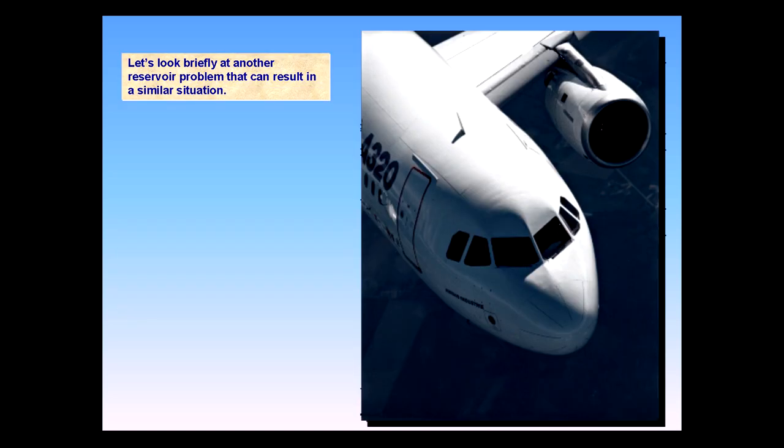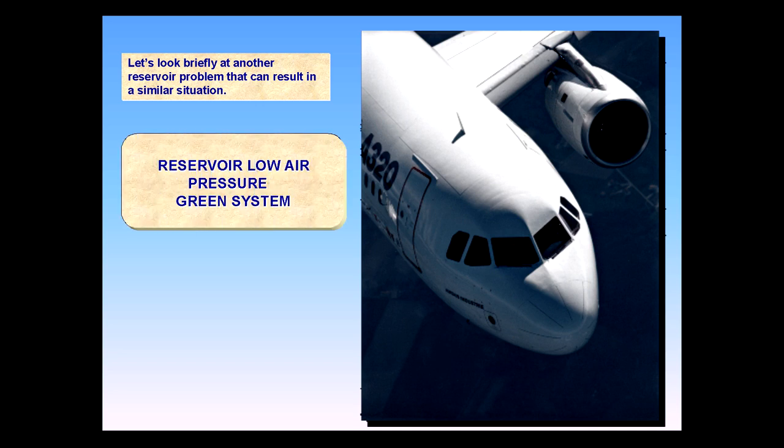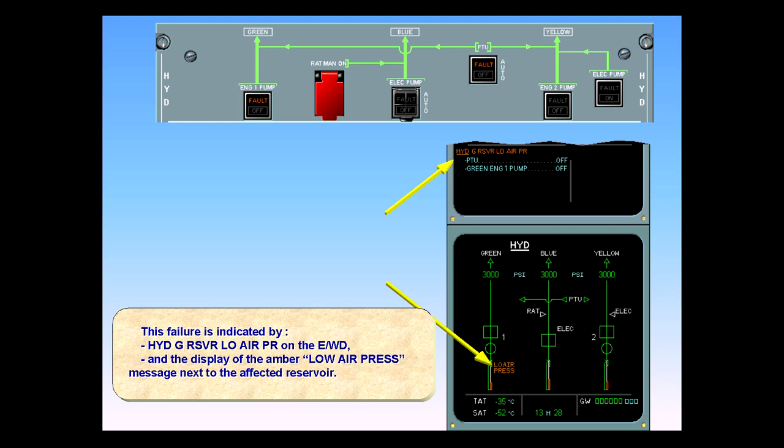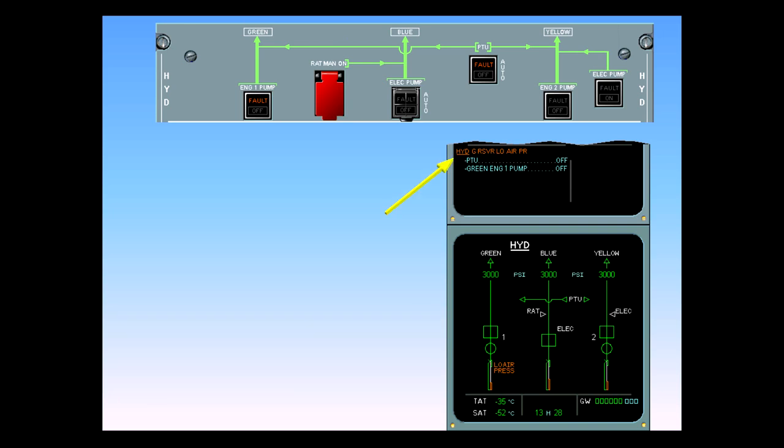Let's look briefly at another reservoir problem that can result in a similar situation. This failure is indicated by hydraulic green reservoir low air pressure on the EWD and the display of the amber low air pressure message next to the affected reservoir. Notice this procedure and the indications are similar to those in the previous example, green reservoir overheat.